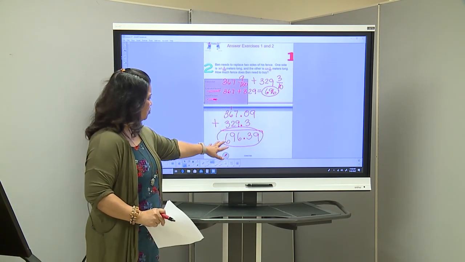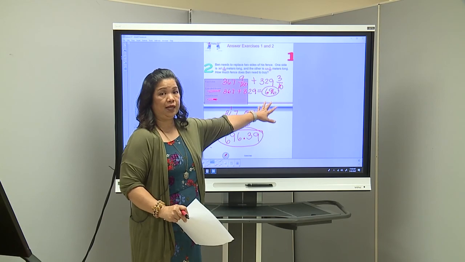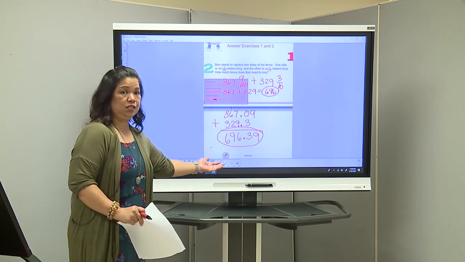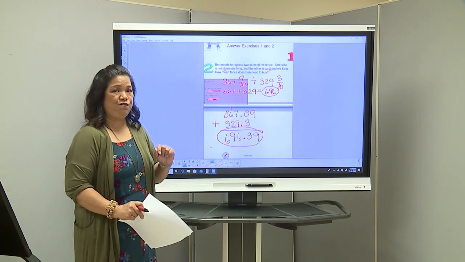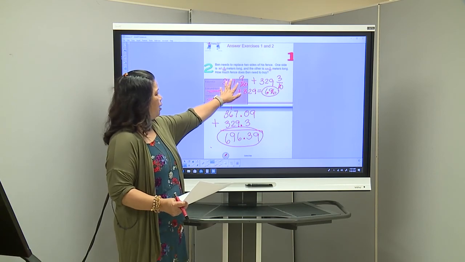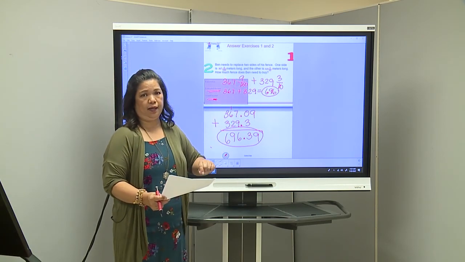How does your actual answer compare to your estimated sum? Very close. So is this reasonable? Very reasonable. Okay, so let's answer that question. How much fence does Ben need to buy?